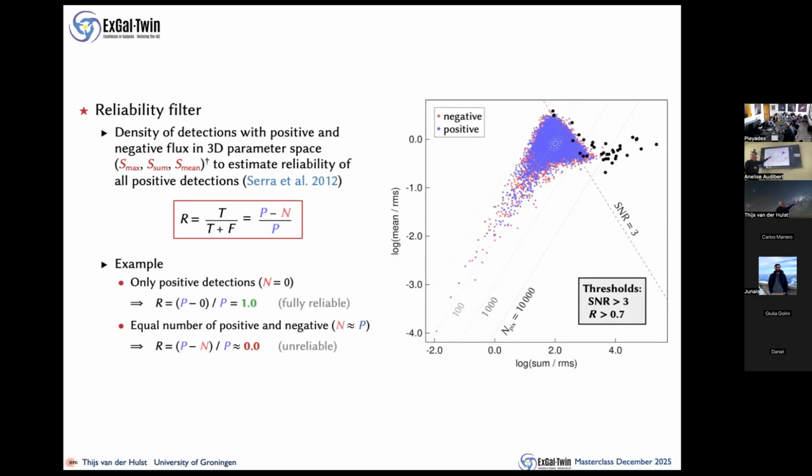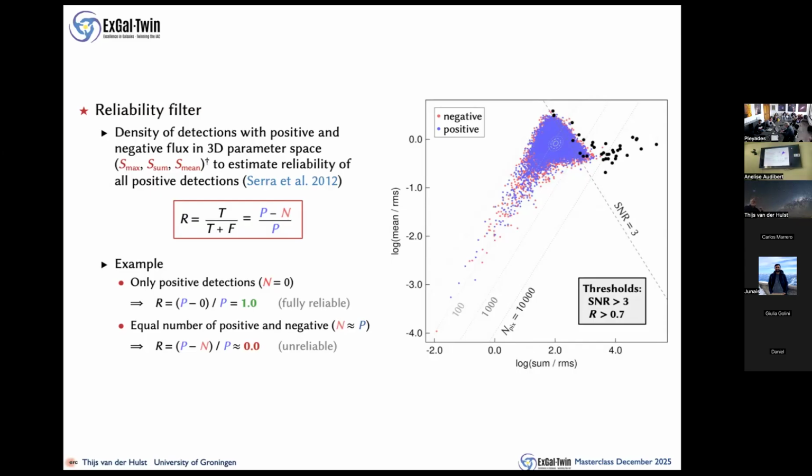So if you have only positive detections and no negative detections, reliability is 1. If you have an equal number of positive and negative detections, your reliability is 0. And if you have like 20% more positive detections, then this number is probably 0.8. So then the reliability of that detection is 0.8. That's a very simple way of doing it.